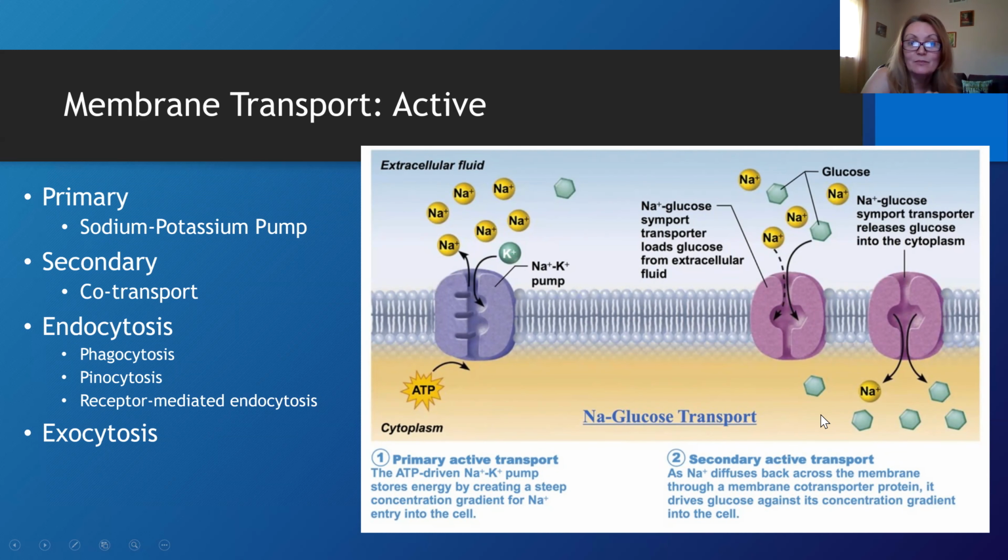moved inside the cell by co-transport, right? So it's a secondary transport and it's co-transport. So glucose would not move on its own, but it does because it follows the sodium. And in this example, sodium moved down its concentration gradient from high to low, and glucose will move against the concentration gradient.